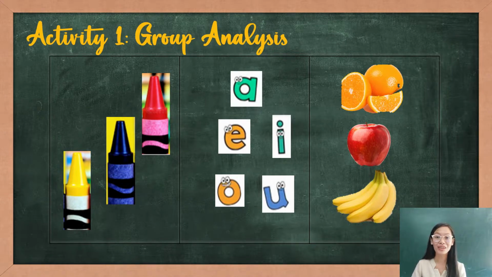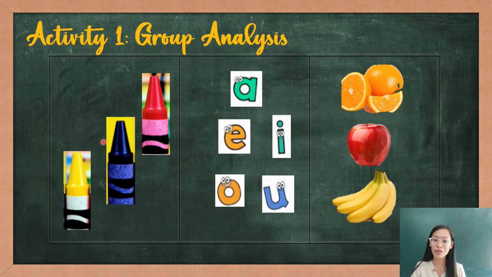Who among you got it right? Well then, congratulations! Now, why did you group them as such? And how many groups are there? What are the names of the groups created? Exactly, class. You grouped them as such because those groupings share the same characteristics.